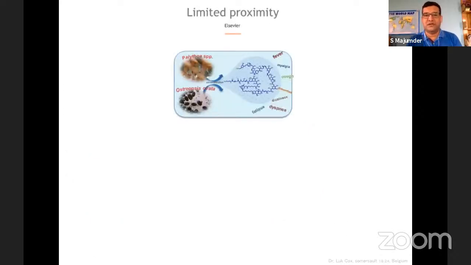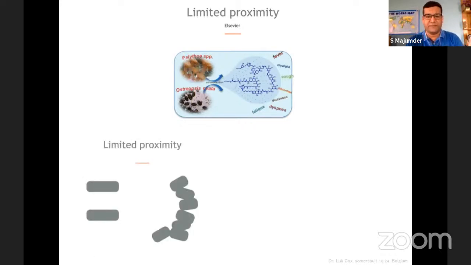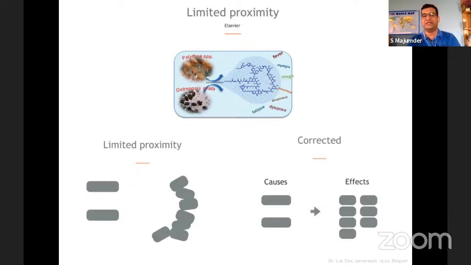So it is also a proximity issue. It has to test, and maybe it creates some results, like fever or cough, dressing, this type of thing. So it is limited proximity. Okay, it could be better if it were corrected in such a way that these are the causes and these are the effects. So the corrected orientation will be better that way, but it's not a good representation, though it is published.